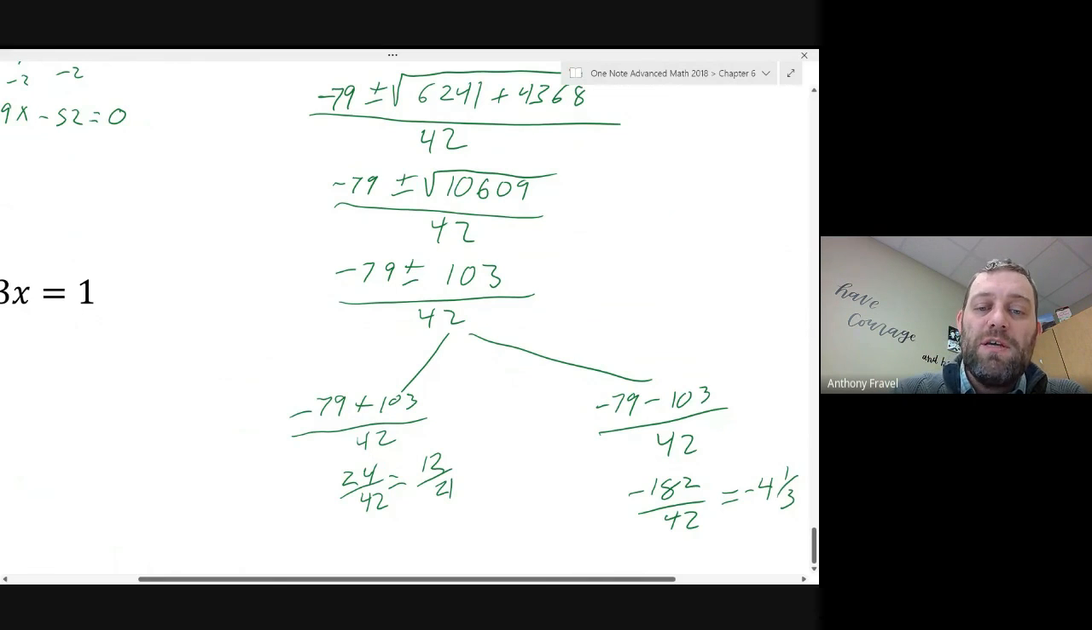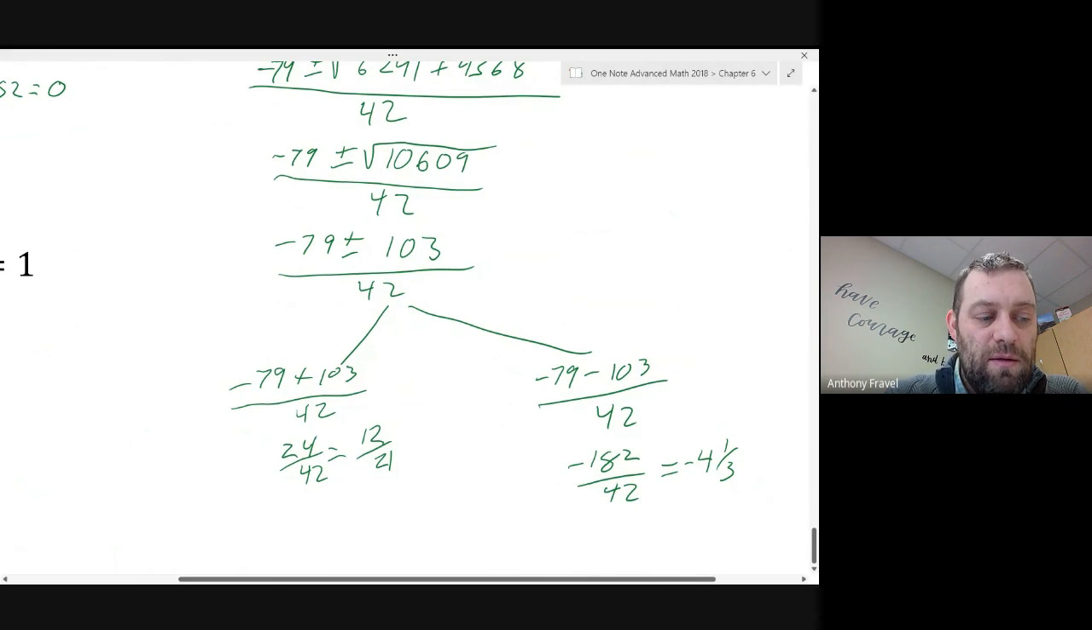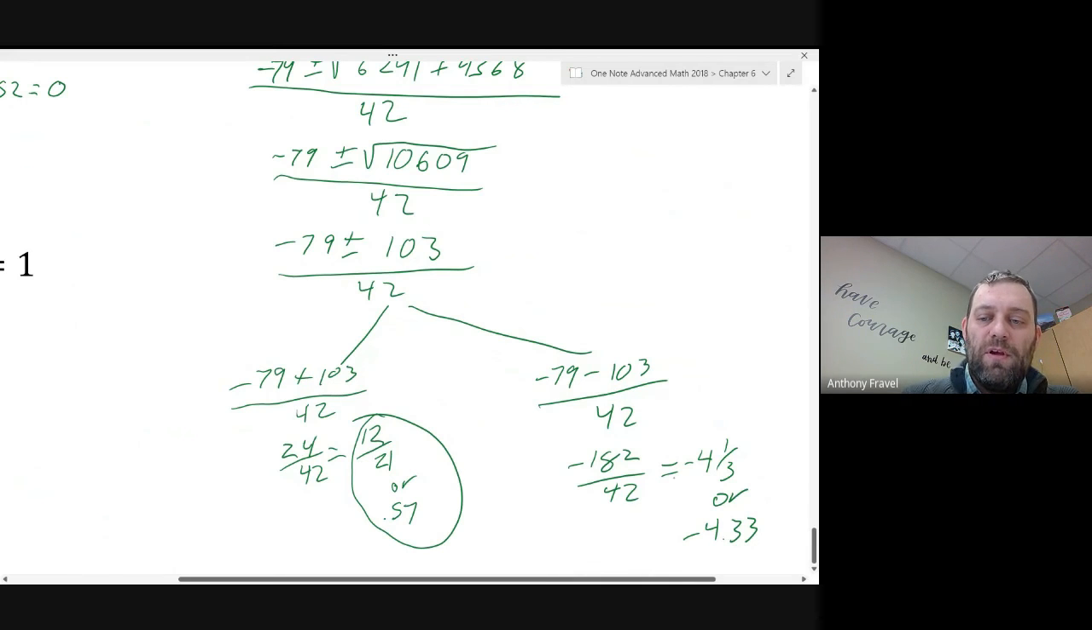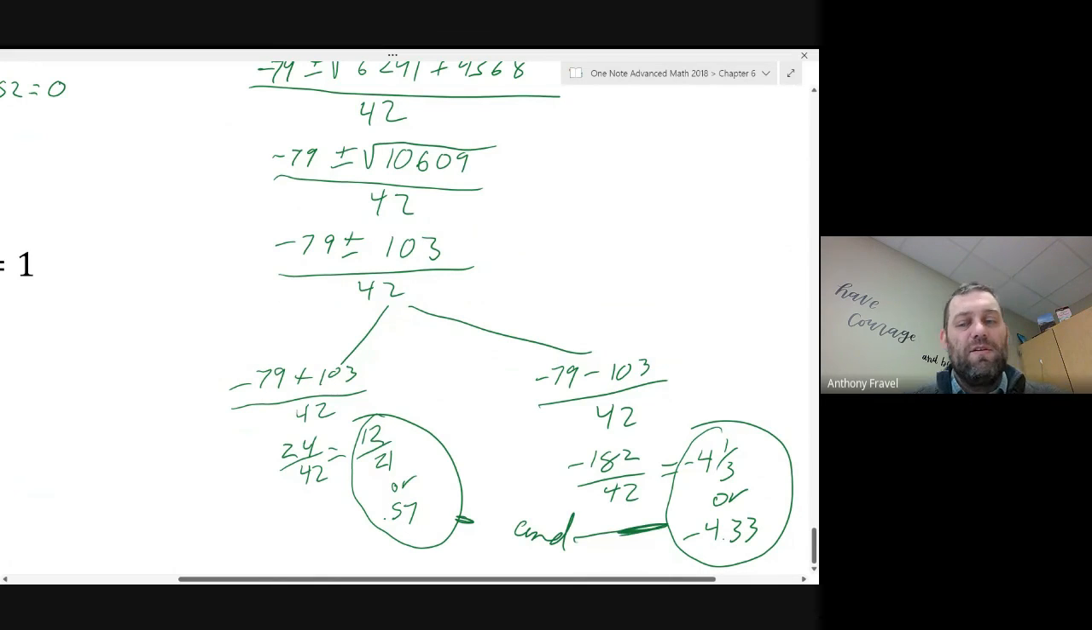If you want to put them in decimals, you most certainly can. So 12 divided by 21 on this first one, it could be either this fraction or you could put 0.57. This one would be negative 4.33. Either one of these is what I'm looking for, and this is your answer. You will have two answers on this one. Okay?